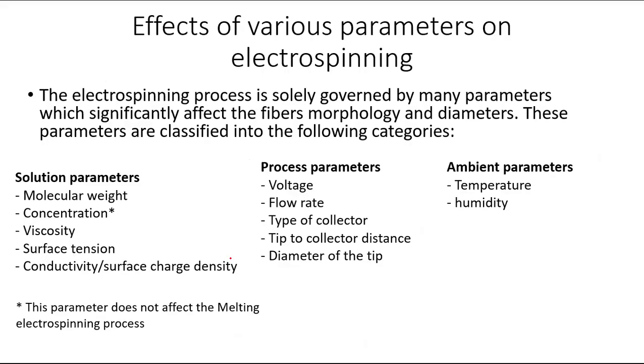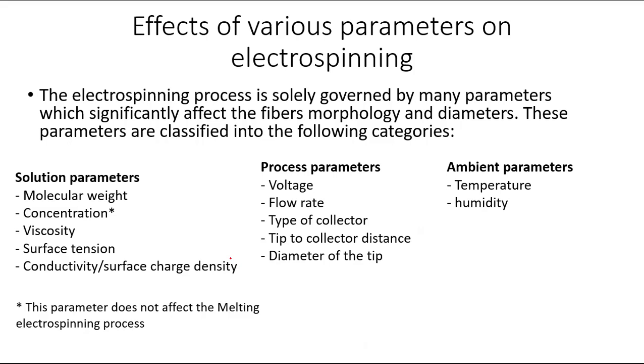And this is also something very important. There are various parameters that basically govern the electrospinning operation. The electrospinning process is solely governed by many parameters which heavily affect the fiber morphology, or the shape, and the diameters. We normally classify these parameters into three separate sections: solution parameters, process parameters, and ambient parameters.